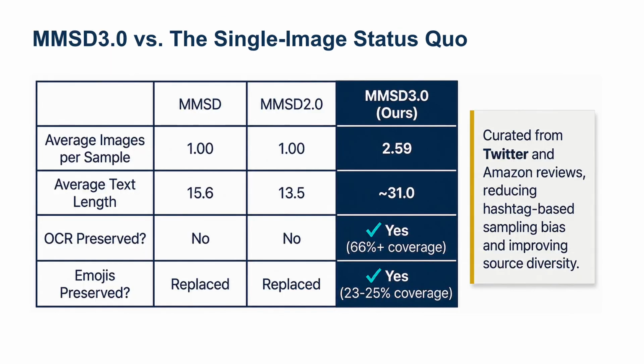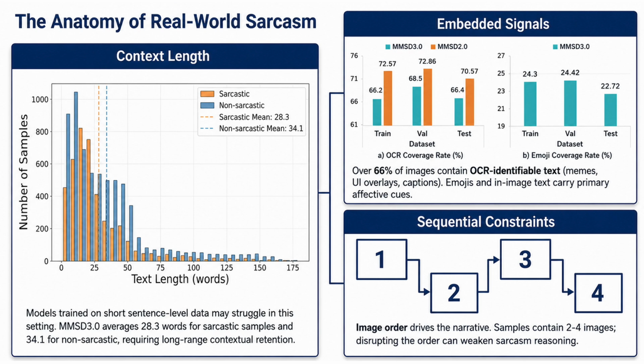To address this gap, we introduce MMSD 3.0, a benchmark composed entirely of multi-image samples. Compared with MMSD and MMSD 2.0, MMSD 3.0 has around 2.6 images per sample and much longer text, about 31 words on average. We also preserve OCR and emoji information, instead of discarding them, because they often carry important semantic and affective cues. In addition, the data is curated from both Twitter and Amazon reviews, reducing hashtag-based sampling bias and improving source diversity. MMSD 3.0 is designed to better reflect real-world sarcasm.